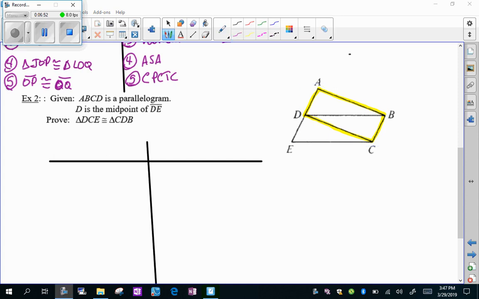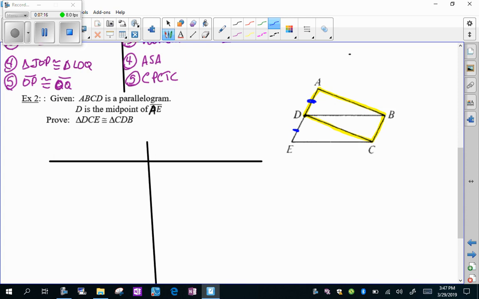All right. It says D is the midpoint of D. No, it's not DE. It's supposed to be AE. So make a change there. So that's AE. All right, so D is the midpoint. So I'm going to mark that AD is congruent to ED because of definition of midpoint.